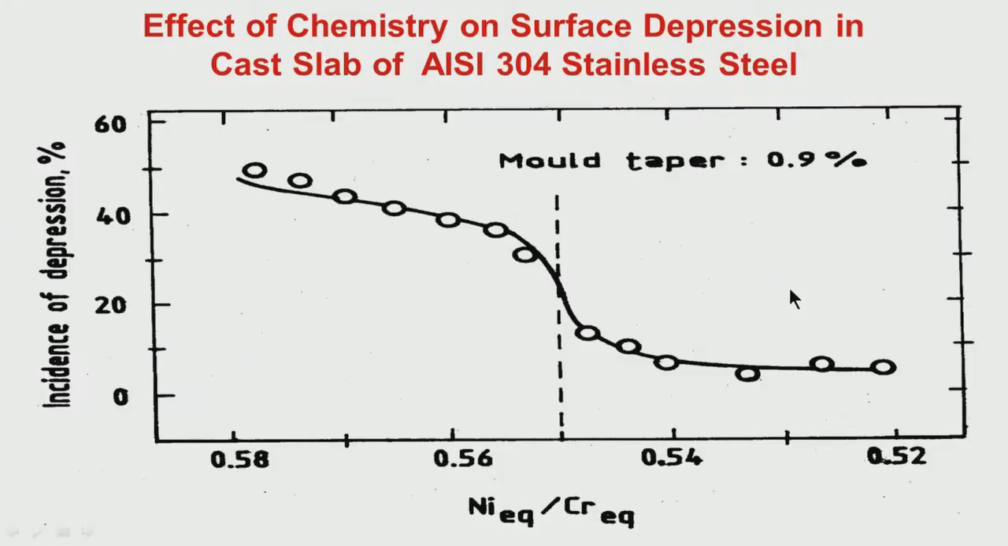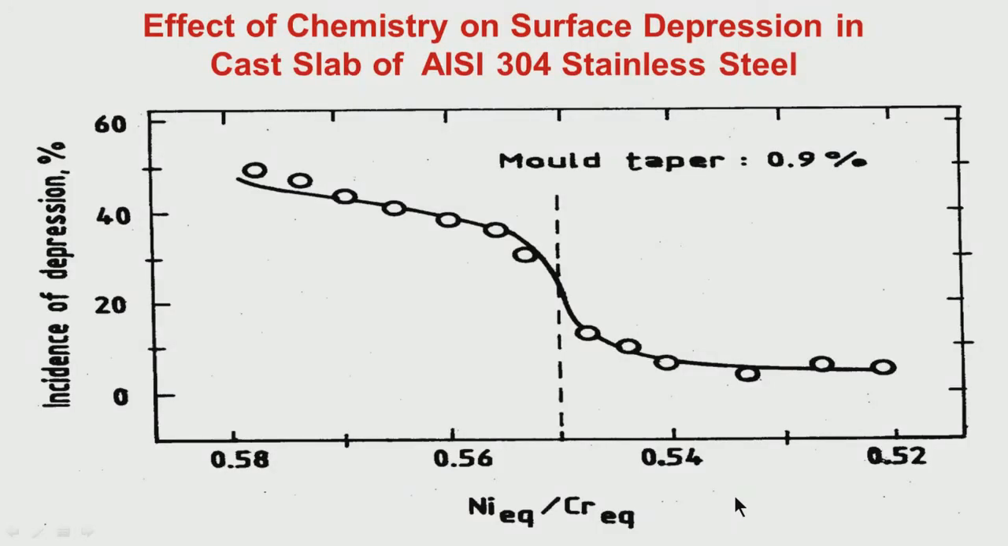Chromium equivalent is chromium plus all the ferrite stabilizing elements, like maybe titanium, maybe silicon, or some other ferrite stabilizing element. So when you combine all these with certain coefficients, you get nickel equivalent and chromium equivalent. Now the ratio of this, as I have mentioned many times, indicates the chemistry of the stainless steel. So what are we showing, what is this line?